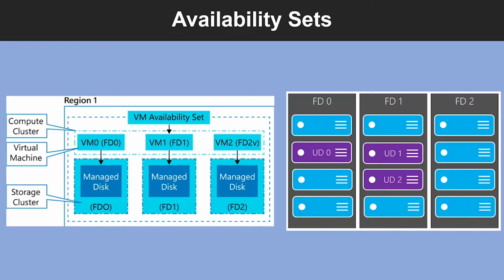Only VMs with managed disk can be created in a managed availability set. The number of managed disk fault domains varies by region, either 2 or 3 managed disk fault domains per region. And VMs within an availability set are also automatically distributed across update domains.